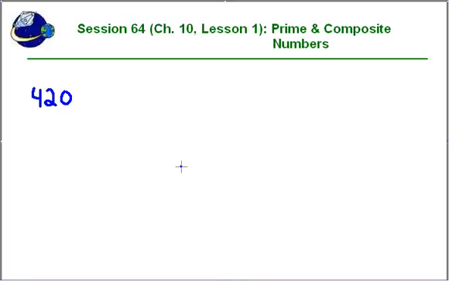In session 64 here, we're going to be starting factoring with algebraic expressions for the next 8 lessons or so. But before we start factoring algebraic expressions, it's helpful to go back over factoring that you've already done up until this point.